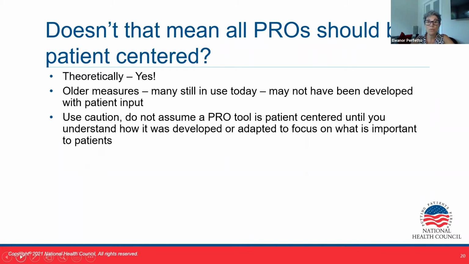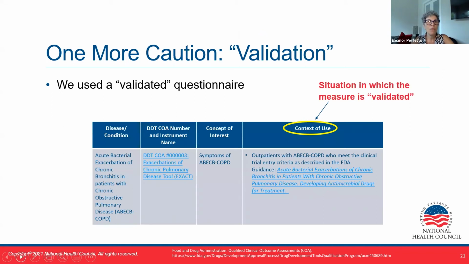One shouldn't assume that they are patient-centered, but you should understand how it was developed or how that tool might have been adapted in some way to focus on what's important to patients, because older measures can be and have been adapted to be sure that they are concentrating on what's important to patients, and they do have that content validity. But it is a caution to be sure that you're working with questionnaires and tools that have made that attempt to focus on what's important to patients if they are older measures and didn't start off that way. Next slide, please.